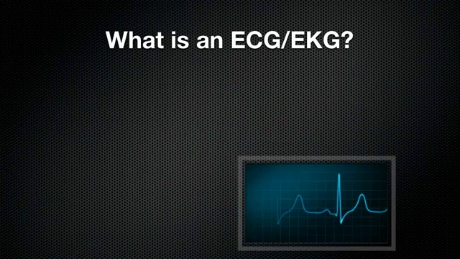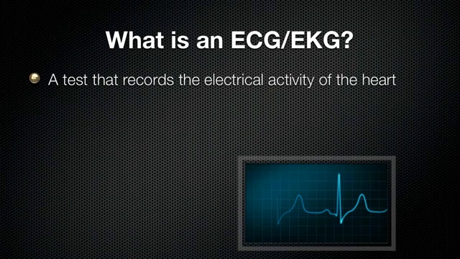First, I want to answer the question, what is an electrocardiogram? An electrocardiogram is a test that records the electrical activity of the heart. We looked at how the SA node starts the signal, and we looked at how that signal spreads to the rest of the heart. And you can always go back to episode 46 for more details on how that works.